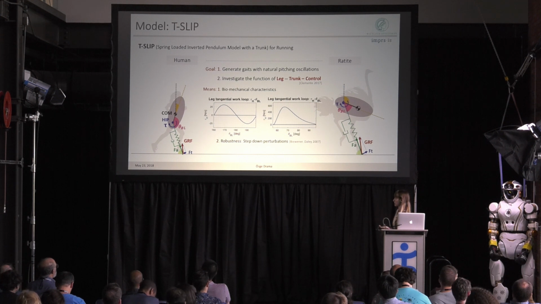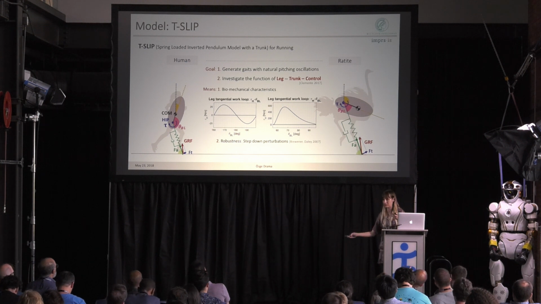Second of all, I want to look at the robustness against step-down perturbations. There is the work of Monica Daley, which shows that birds have a larger range and can withstand 40% of step-down perturbations.